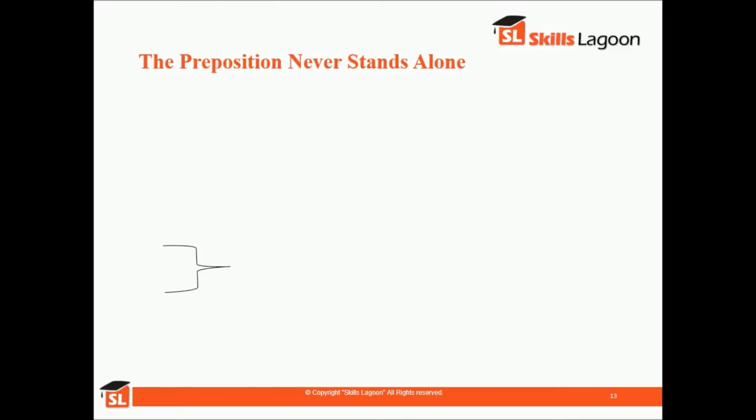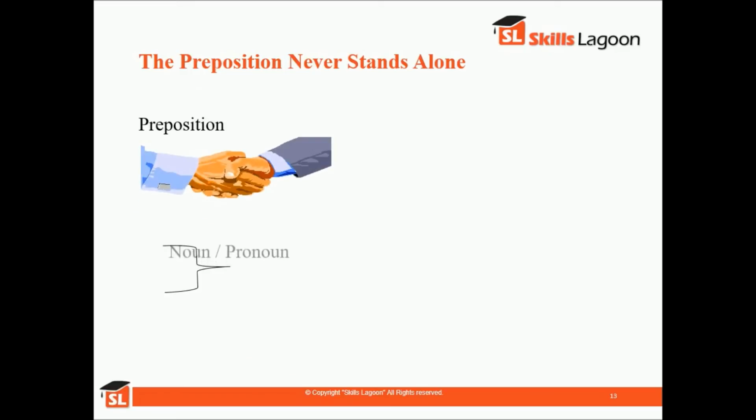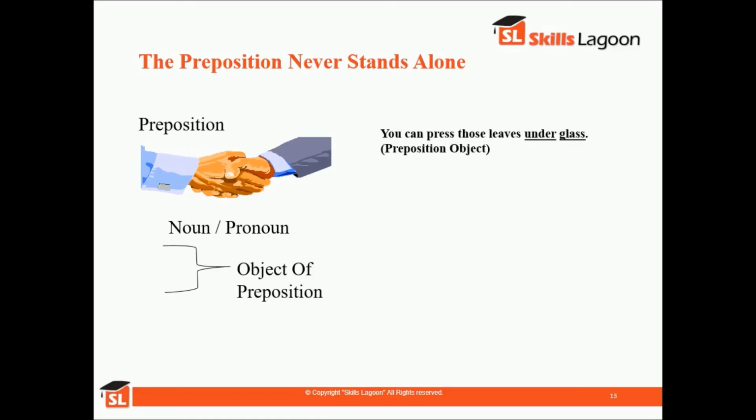The preposition never stands alone. It needs a noun or pronoun that will become the object of the preposition. You can press those leaves under glass. So this is a prepositional object, under glass. It can have more than one object also. Her telegram to Nina and Ralph brought good news. So this is showing a direction to Nina and Ralph.